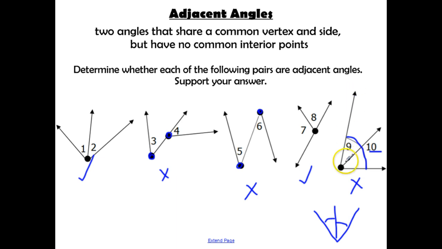So when we talk about angle 9 and angle 10, they do have a common vertex. They do share this side. However, all those points inside of angle 9 are also inside of angle 10. So since they have common interior points, angle 9 and 10 are not adjacent angles.